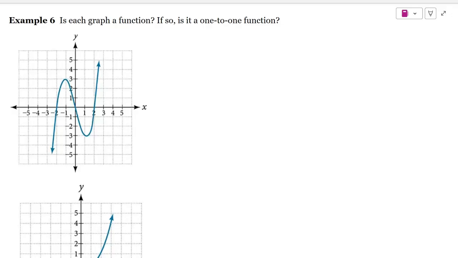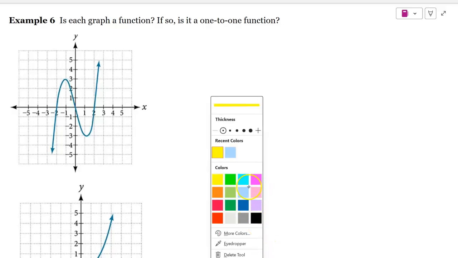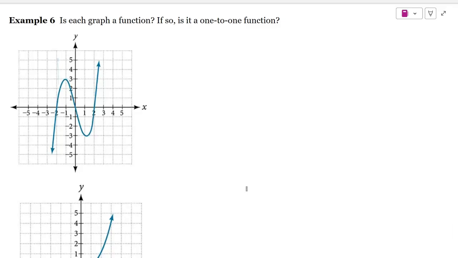What we're doing is we're taking a vertical line and we are putting it anywhere along the graph. And when we do so, it should intersect the graph in only one point. I should be able to draw a line anywhere and say that it's intersecting the graph at only one point. So looking at this, I say, yes, this is a function.